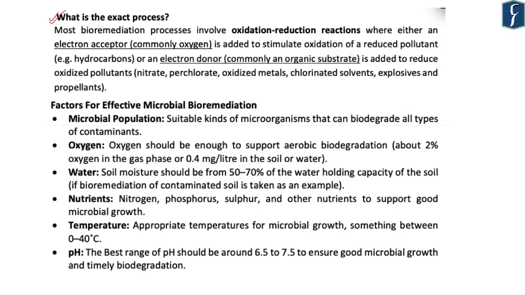Next, let us quickly see what is the exact process. Now, in bioremediation, from a chemical point of view, the process involves oxidation reduction reactions. Now, oxidation reduction reactions are a kind of chemical reaction. These oxidation reduction reactions are carried out in two ways. Firstly, either we introduce an electron acceptor, which is commonly oxygen, and this oxygen then leads to oxidation of certain pollutants such as hydrocarbons. So the first process is that we add oxygen or air. The second idea is that we add an electron donor, which is usually some kind of organic substrate. This organic substrate then helps to reduce the oxidized pollutants such as nitrate, oxidized metals, chlorinated solvents, explosives, etc. So just remember that the chemical reaction behind bioremediation is oxidation reduction reaction.